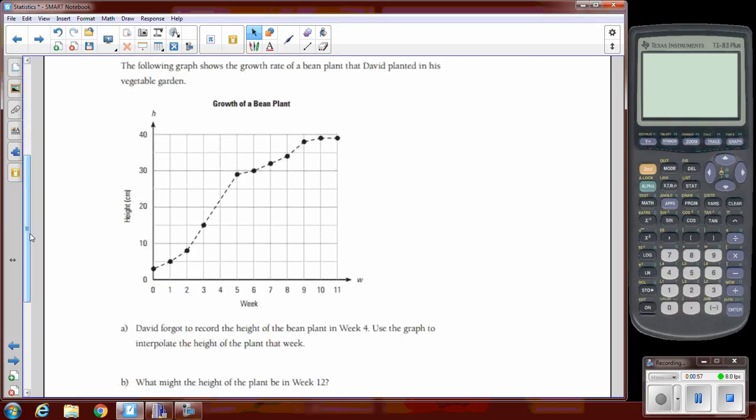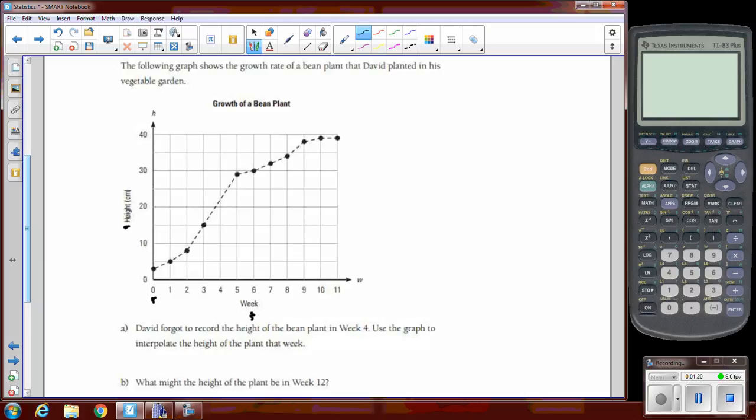The following graph shows the growth rate of a bean plant that David planted in his garden. So we can see that the height is going up the side in centimeters. We have the week numbers down here. And right at the beginning, when he planted it at week 0, the plant was a little bit taller than 0. So he must have planted it in the ground, already grown.